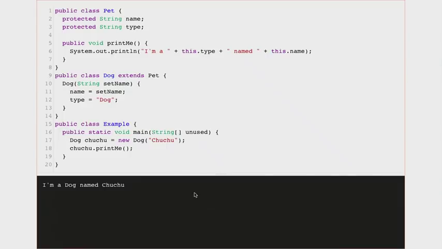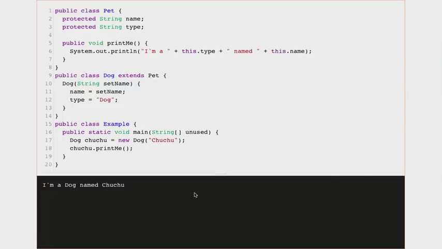So let's walk through what happens. Here, when the code in my main method runs, starting at line 16, I create a new dog called Choo-Choo, a new instance variable of a dog called Choo-Choo, and I create it by running the dog constructor. The dog constructor runs, it sets the name of the class to the passed parameter, and it sets the type to dog. That's hard-coded here, because every instance of type dog is a dog. So I can set the type that my parent class wants me to set.